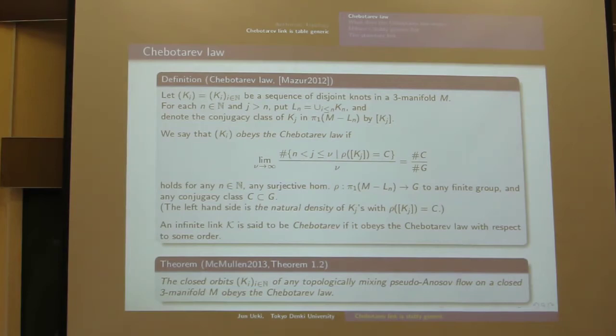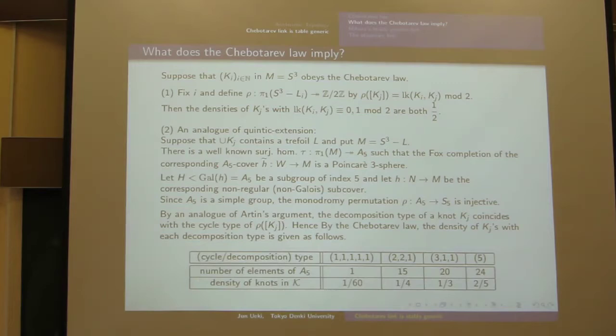It means that it satisfies equidistribution of how they are linked. I will explain what it looks like. Let's go to an example. Suppose I fix a map defined by the linking number modulo 2. Then the density of K_j is the linking number of K_j, 0 or 1 or 2, or both 1 or 2.